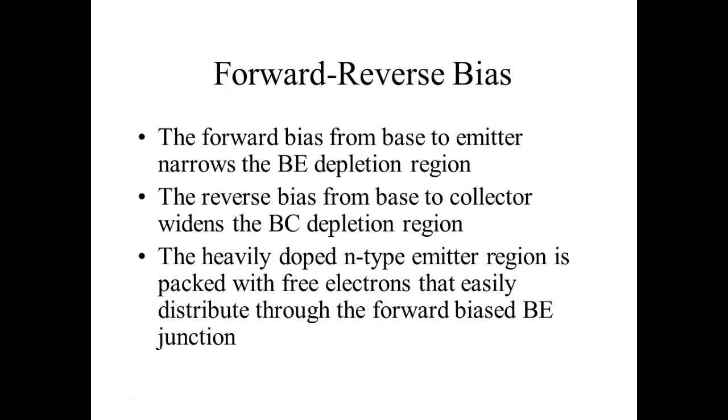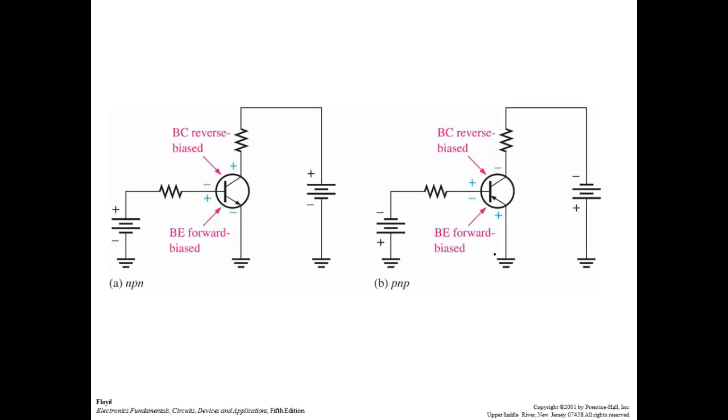The forward bias base to emitter junction narrows the depletion region. The reverse bias base to collector junction widens the depletion region. The heavily doped emitter region is packed with free electrons that easily distribute through the forward bias base to emitter junction. So this is what we have.